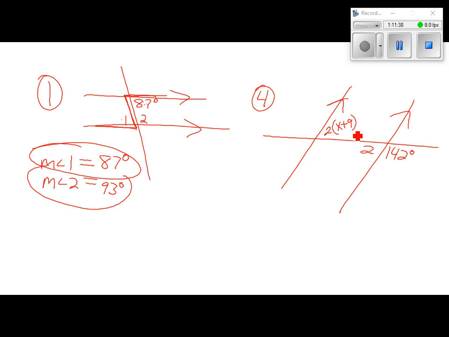Okay, so they said find the value of x. They don't even care about angle 2. So we're just finding x. What can you tell me about this 142 and angle 2? They add to 180. So what's angle 2? 38. Everybody agree with that? 38. What can you tell me about the 38 degree angle and this angle? It's congruent to 38. They're alternate interior angles, so my equation is 2 times x plus 9 equals 38.